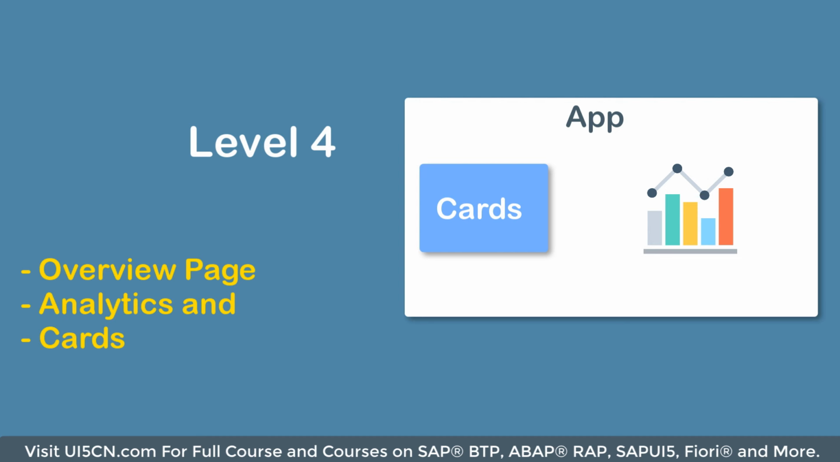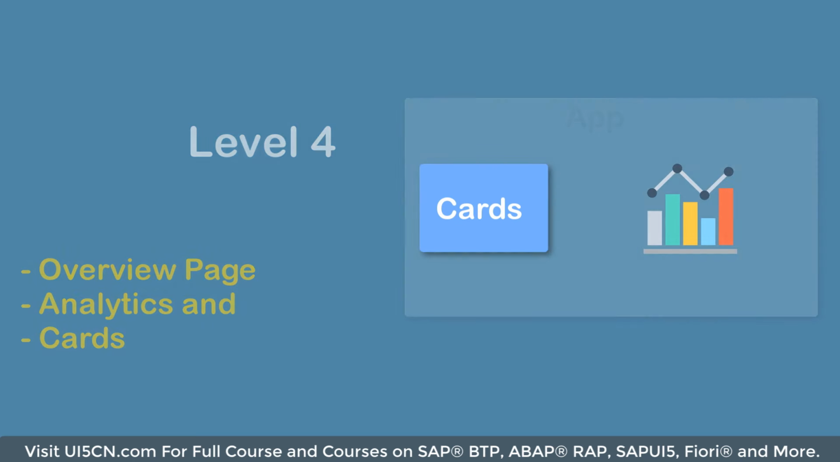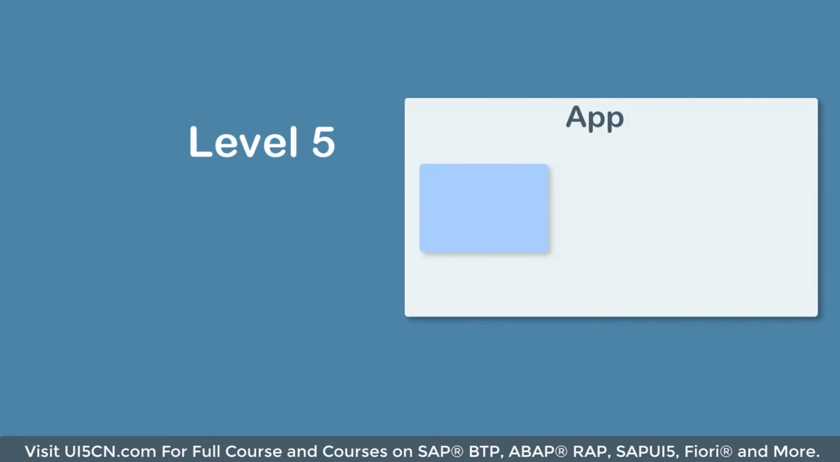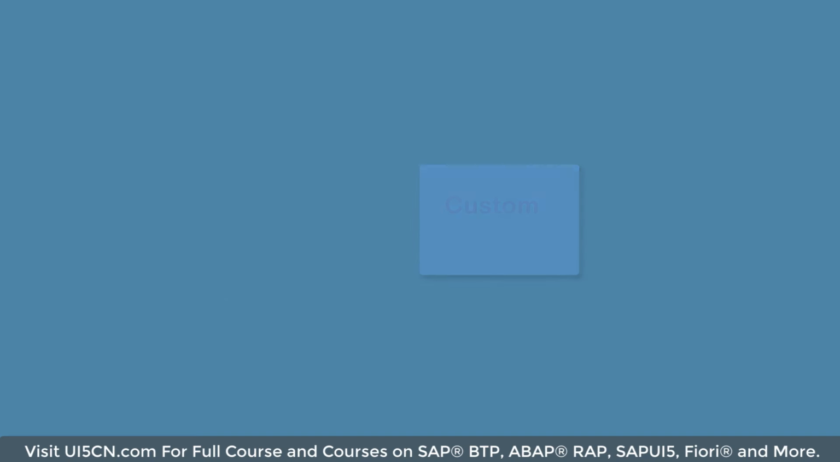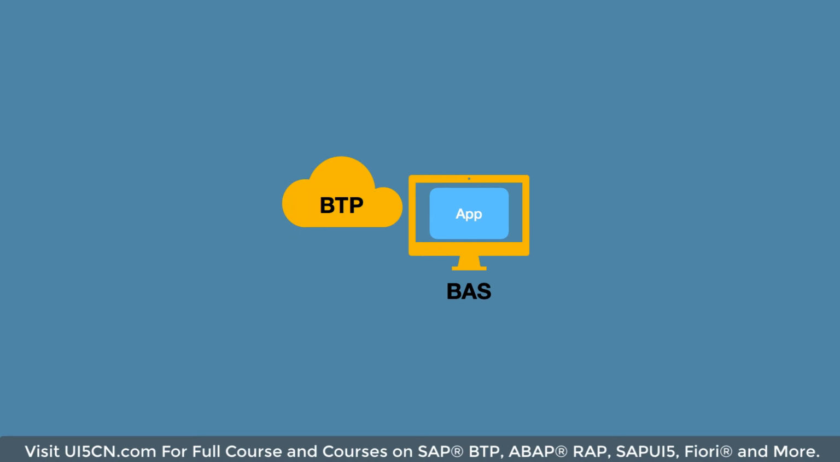Within this section, we will also explore how to represent dimensions and measures, and how the annotations can be used within the backend so our front-end Fiori application picks that up. And in the final level 5, we will see how to work with custom cards and add those to our Fiori Elements application. This course will be a hands-on course using the SAP BAS environment in SAP BTP.